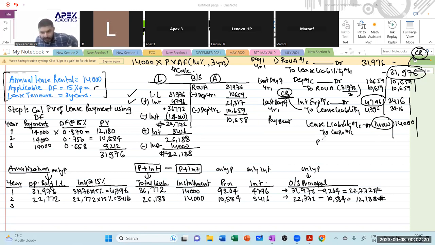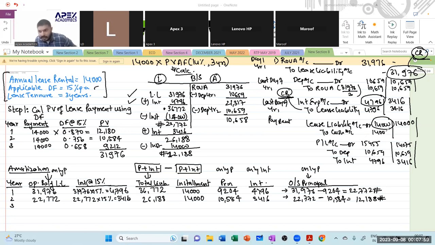And every year I have to transfer everything to P&L. So P&L account debit to what? To depreciation and interest. How much is depreciation for year 1? 10,659. For year 2, 10,659. Interest for year 1, 4,796. Interest for year 2, 3,416. So 10,659 plus 4,796, how much? 15,455, plus 3,416. This will be 14,075. Correct? Yes. Accounting is completed.